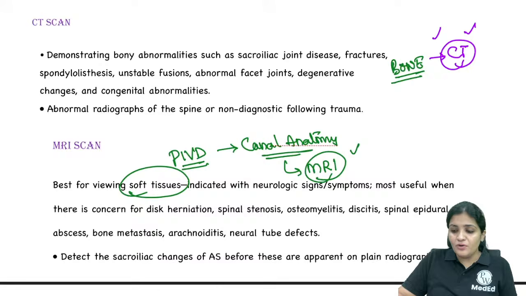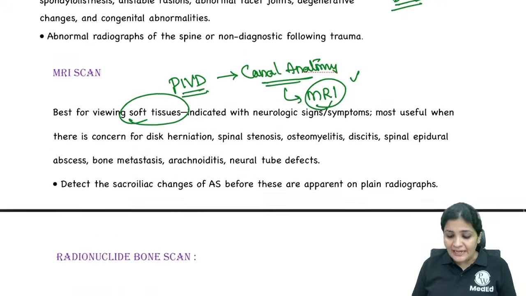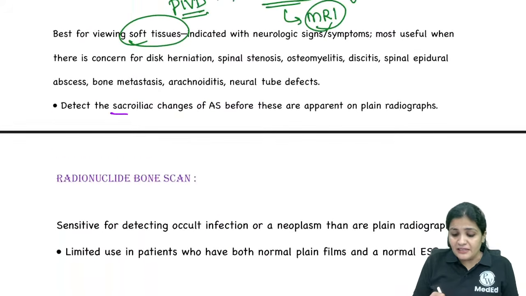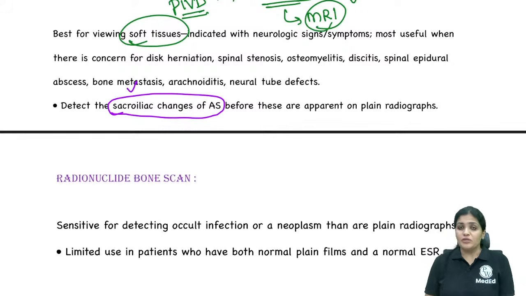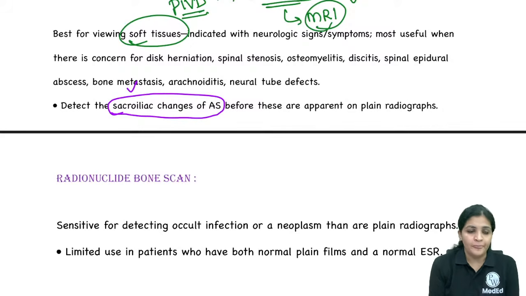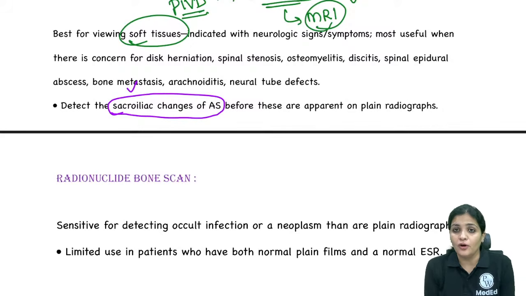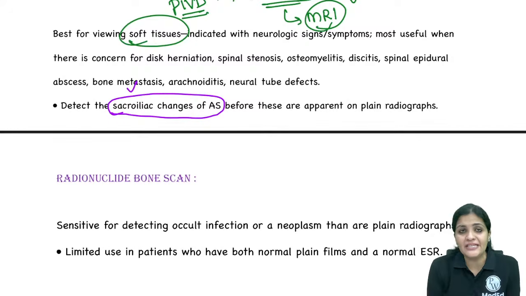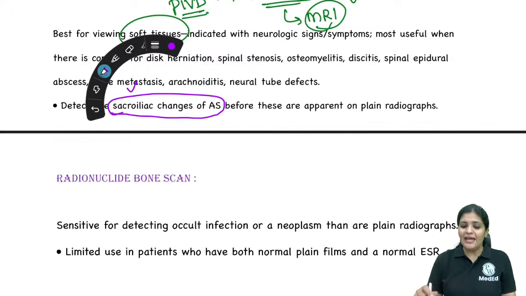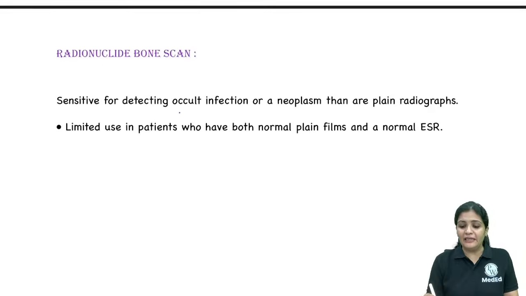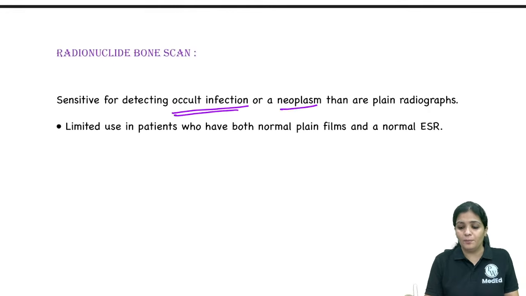So this is the bone CT scan, then you have the MRI scan, and finally the most interesting thing is you can see the sacroiliac changes also in the MRI, mostly not seen on the plain radiograph. So to diagnose ankylosing spondylitis, you have to see the changes on the MRI. And then finally you have to deal with any occult infection or a neoplasm.